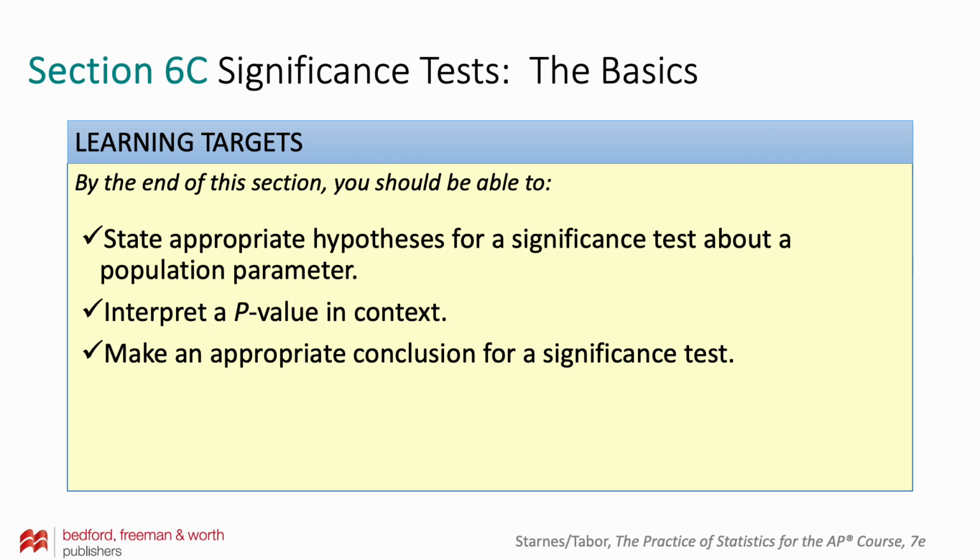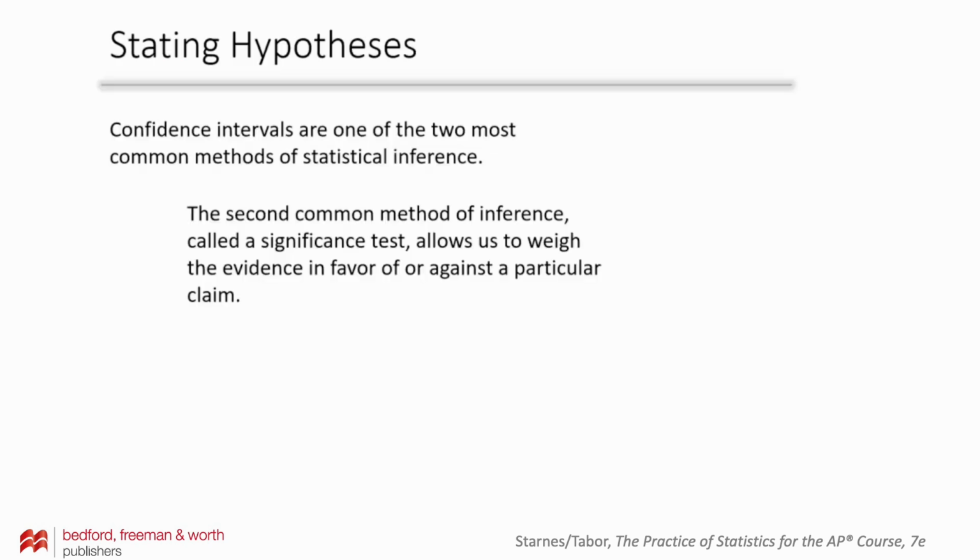Our learning targets for this section are to state the appropriate hypotheses for a significance test about a population parameter, interpret a p-value in context, and make an appropriate conclusion for a significance test. We're going to start with stating the hypotheses.